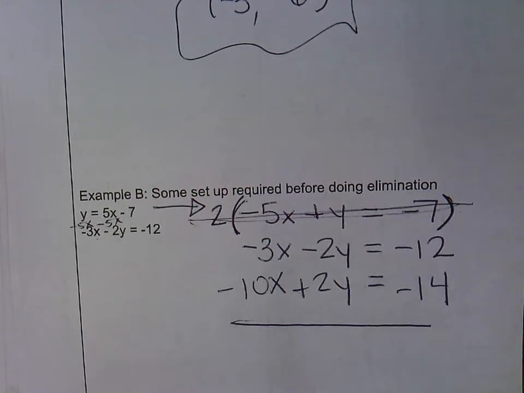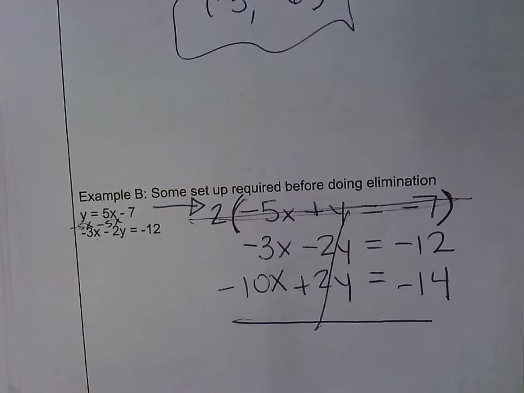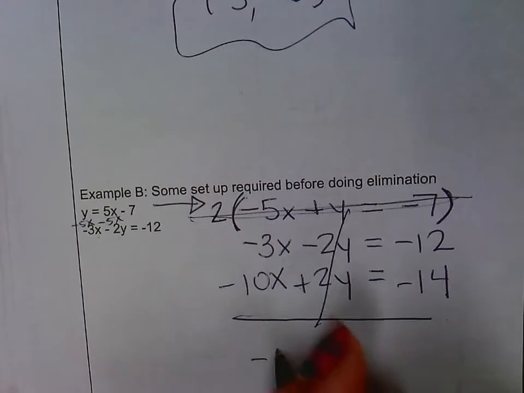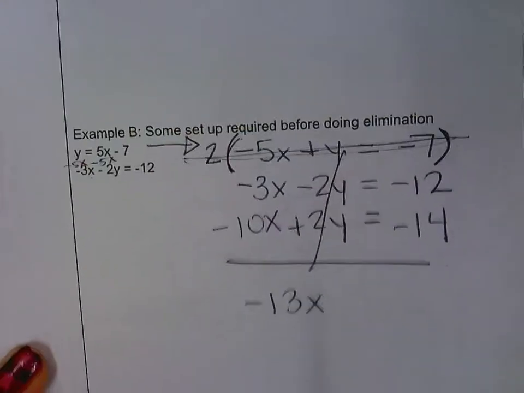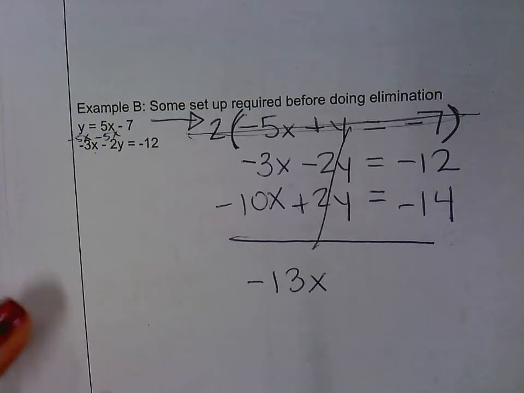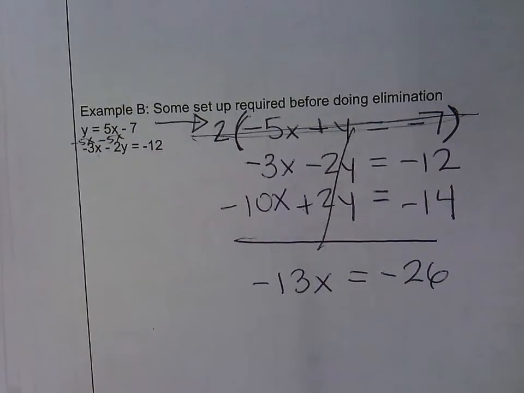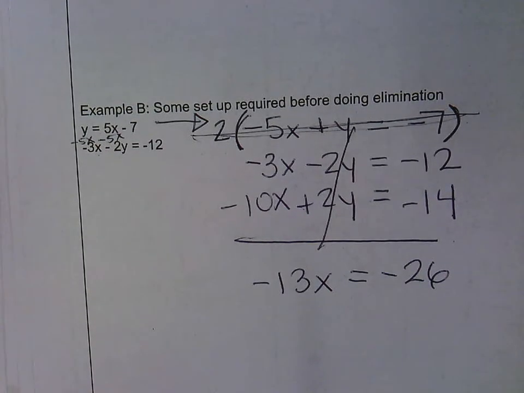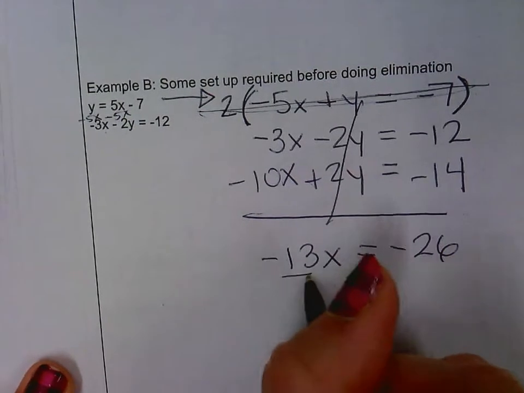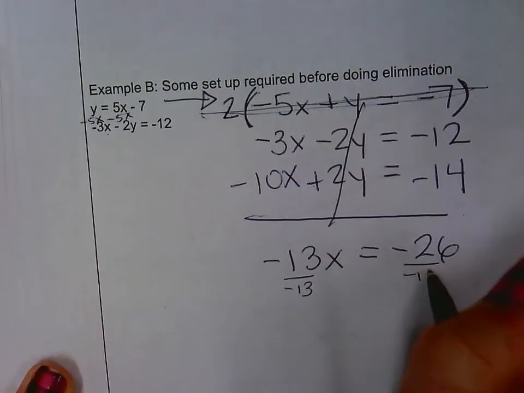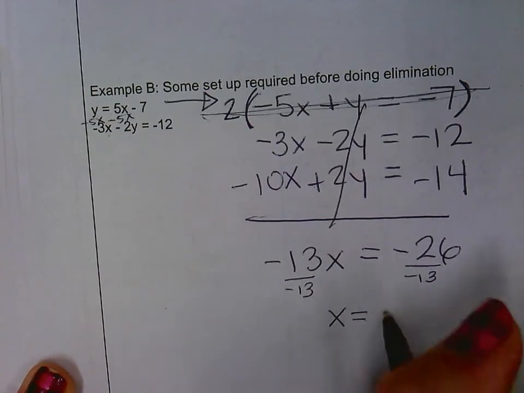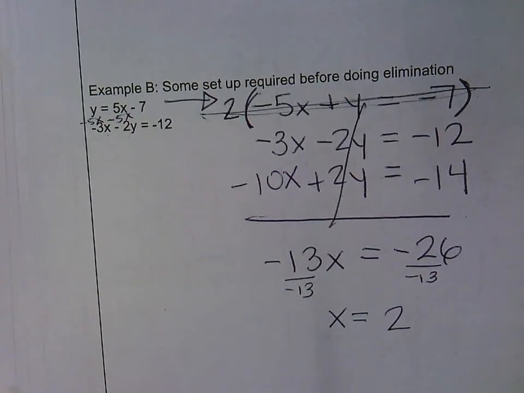Now do you see these two y's add up to 0? Negative 2y, positive 2y. So I get negative 13x when I add those together, and I get negative 26 on the other side. So what does x have to equal? Divide by negative 13, x has to equal positive 2.